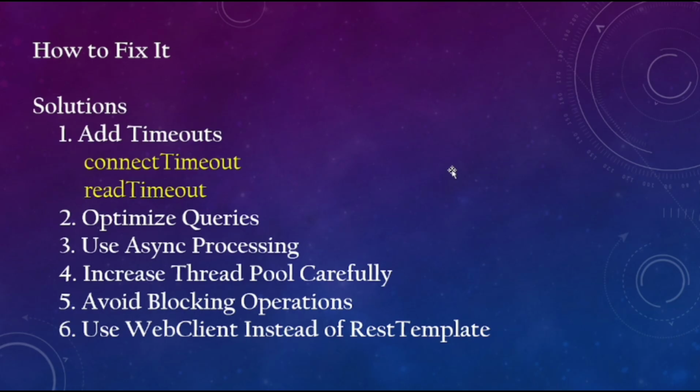Now let's discuss how companies solve this issue. The first step is adding proper timeout configurations. Threads should never wait indefinitely. Second, slow database queries must be optimized. Third, long running operations should be moved to asynchronous processing whenever possible. Fourth, unnecessary blocking operations should be avoided. Modern applications also prefer WebClient instead of RestTemplate because it supports non-blocking communication. One important thing to remember, simply increasing thread count is not the real solution. The actual solution is identifying why threads are getting blocked.